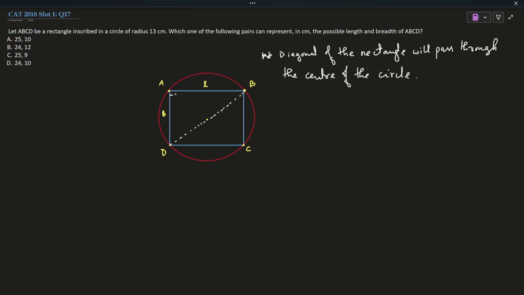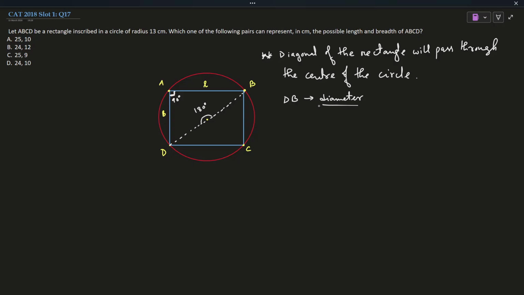Now this is a 90-degree angle, right guys? This is a rectangle, this is a 90-degree angle. Okay, now DB is a chord. We know that a chord subtends an angle at the center which is twice that of the angle subtended by it at the circumference. If this is 90-degree, this must be 180-degree. And when will this be 180-degree? When this passes through the center. That means this is a semicircle. That means DB is the diameter.